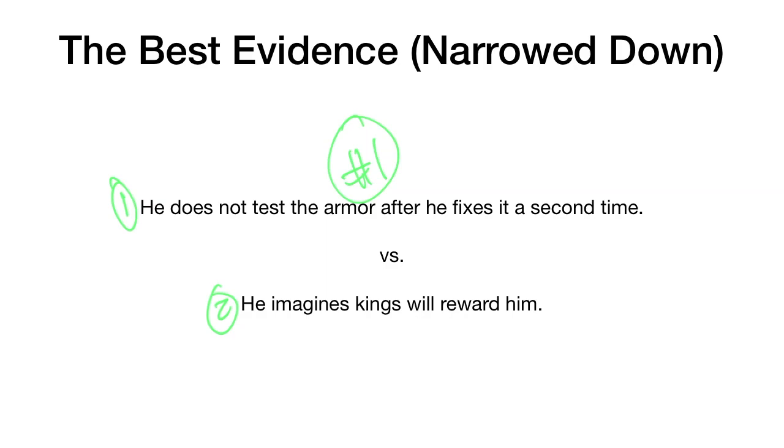Again, it's not too strange to hope that we might receive praise from powerful people, even if it's unlikely that we will receive that praise. But to not test armor after you repair it is dangerous. It could be a matter of life or death. When Don Quixote doesn't test his armor, we know he's not in the right state of mind. That's why number one is the best evidence. If we want to show someone is not in his right mind, we must choose evidence that everyone else can agree with, so we can prove they're out of touch with reality.